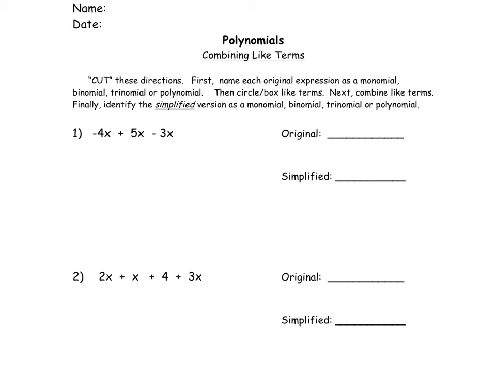So we're going to cut through. If we start, it says first, we need to name the original expression as a monomial. Let's remind ourselves that's one term. A binomial, that would be two terms. And a trinomial would be three terms. And a polynomial is what we would say after that, it's more than three.